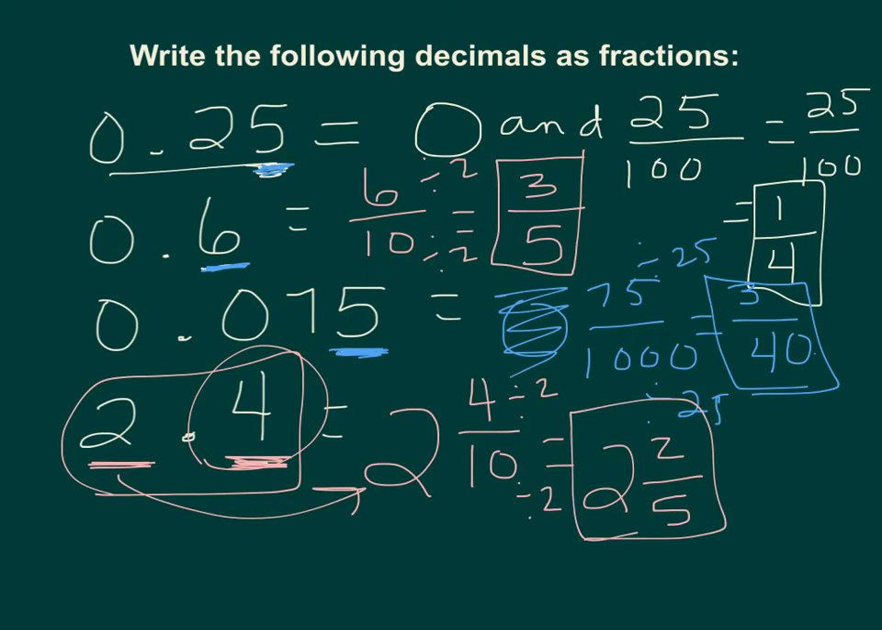So in summary, to change a decimal to a fraction, keep the whole number the same. It becomes the whole number part of the mixed number. The decimal part, which is to the right of the decimal point, becomes the fraction.